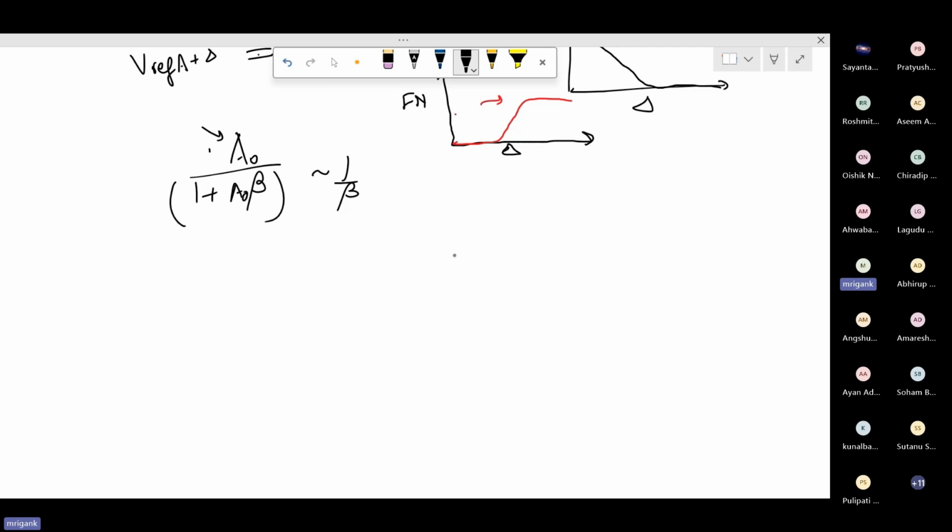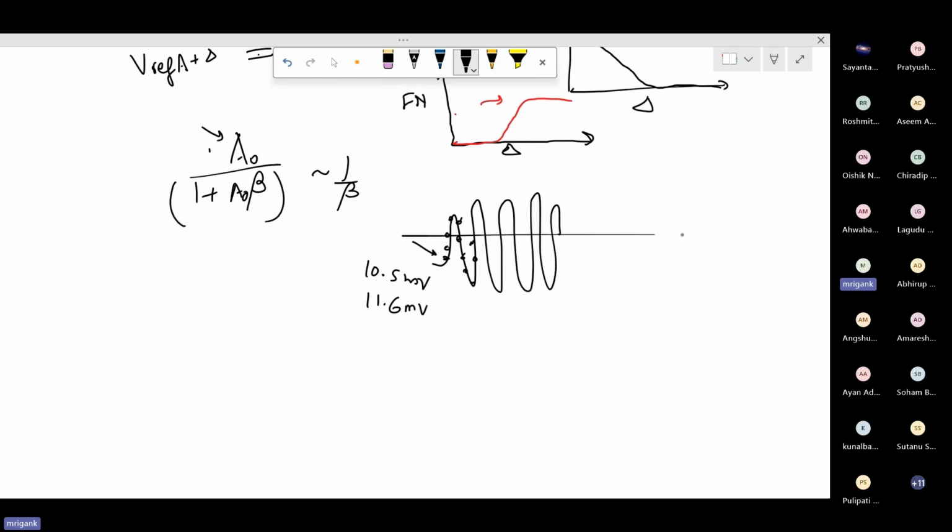But in this case, are we concerned with these precise values? Not really. We are just concerned with the level. We are not concerned with exactly whether it is 10.5 millivolt or 11.6 millivolt. We are just concerned with the crossing level. So exact, very precise values are not required, and we are not looking at maintaining the linearity also.